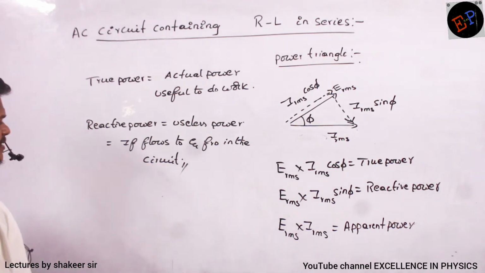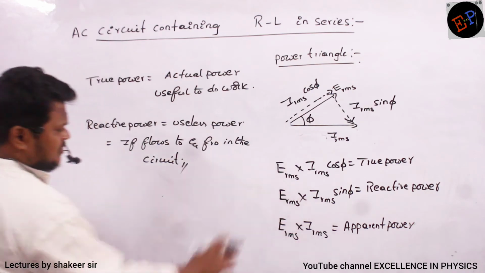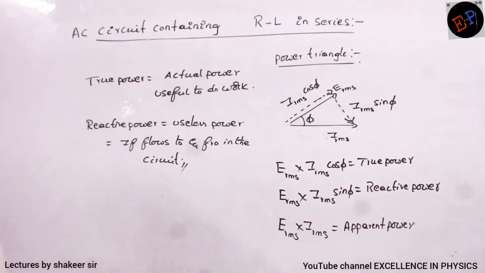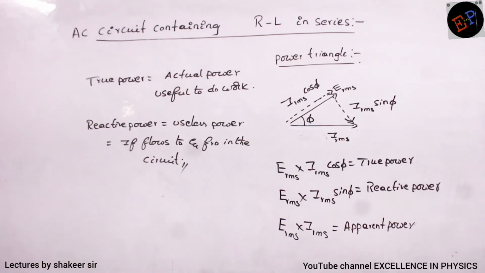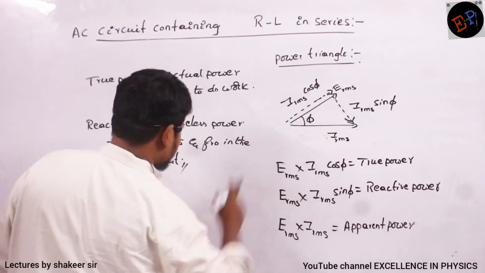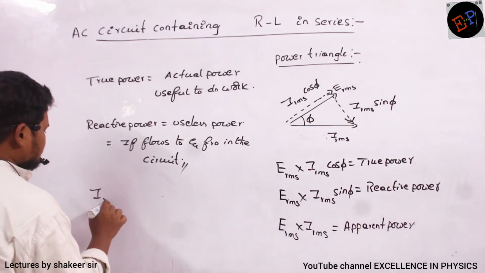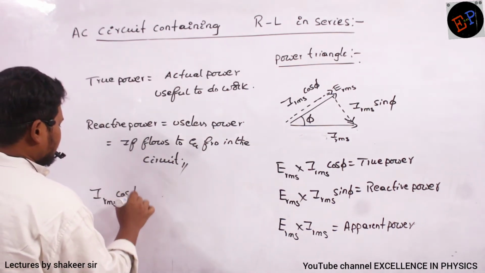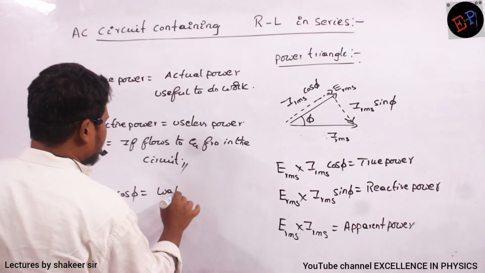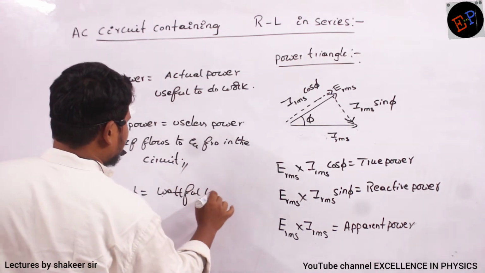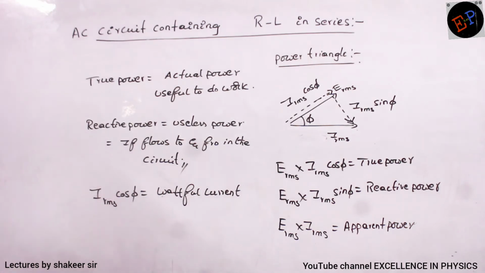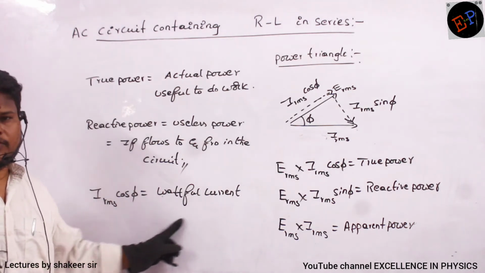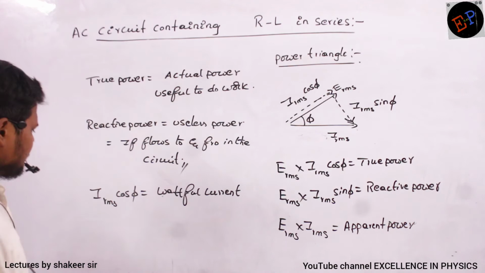Okay, next this is called apparent power, the power which you feel as if it is useful power. Are you able to understand? That's it. Similarly, this IRMS cos pi is called wattful current. Wattful current means what? Current which is useful for doing work. Are you able to understand?